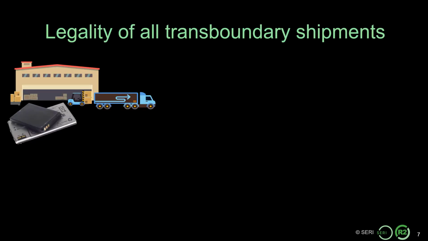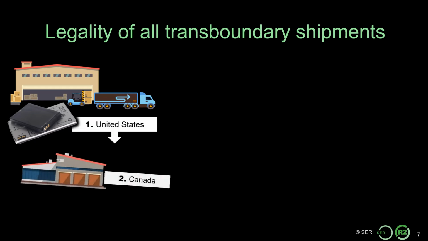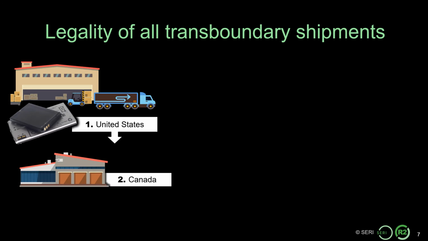A common mistake is not demonstrating legality throughout the entire journey of the shipment. For example, a shipment of batteries originating in the United States may have one or more stops before reaching its final destination of Japan. In this example, the batteries are first shipped from the United States to Canada, which would involve the export requirements from the U.S. and the import requirements of Canada.